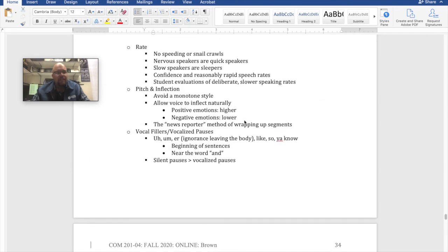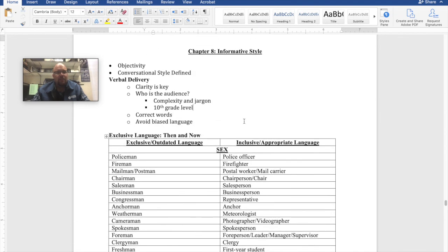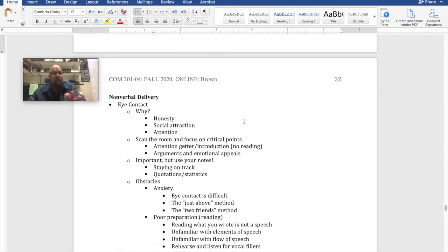Okay, so that takes us through the chapter on informative speaking. The key takeaways verbally. Well, let's start before that. Be objective and conversational. Don't take a side. Stay down the middle, sort of just the facts. Then verbally, be clear and use correct words that aren't going to distract or offend people within reason. I mean, if you want to offend to make a point, that's one thing, but you know what I mean.